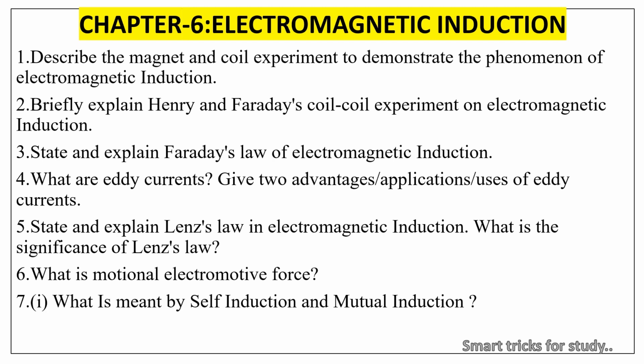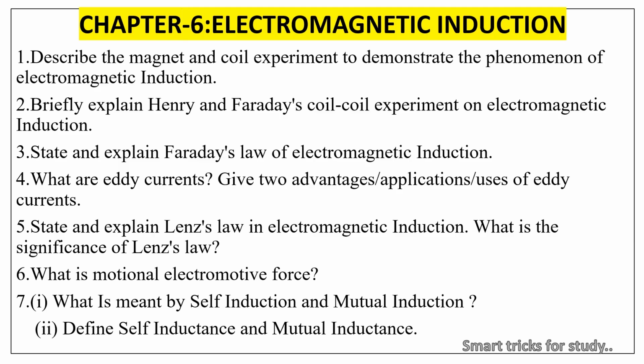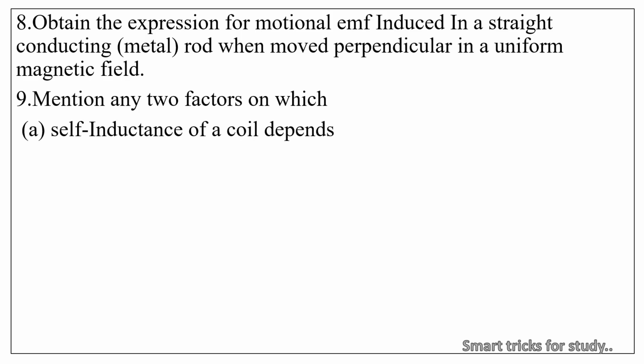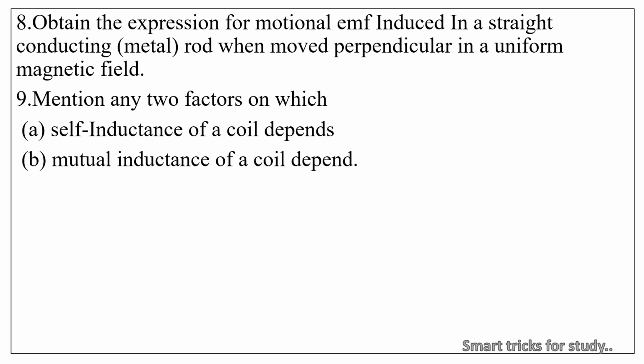7. 1. What is meant by self-induction and mutual induction? 2. Define self-inductance and mutual inductance. 8. Obtain the expression for motional EMF induced in a straight conducting metal rod when moved perpendicular in a uniform magnetic field. 9. Mention any 2 factors on which A. Self-inductance of a coil depends, B. Mutual inductance of a coil depends.